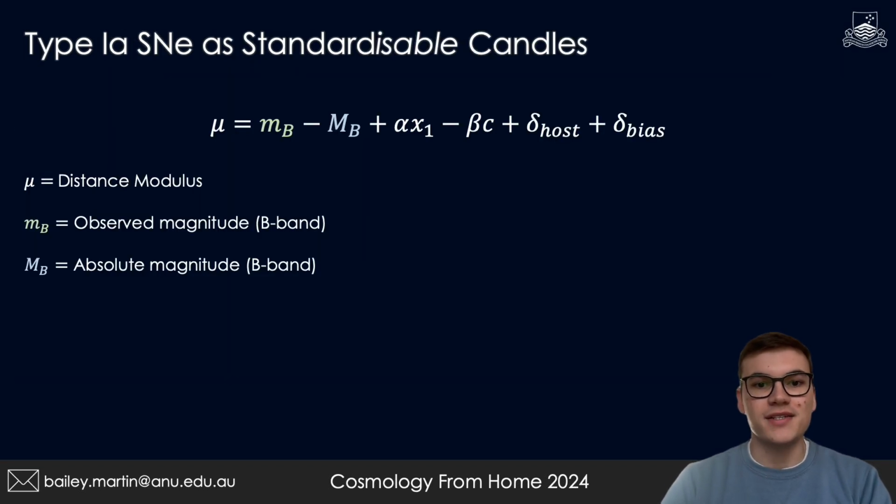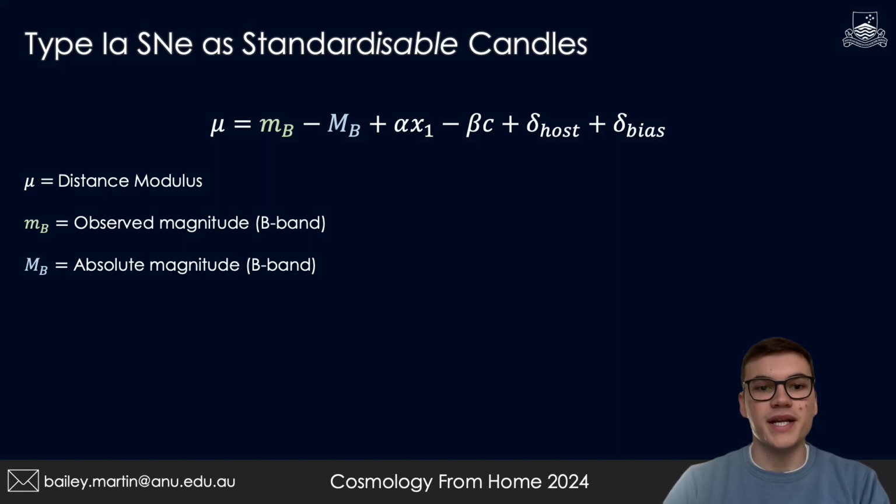Now, there are many factors that influence a Type Ia supernova's observed brightness. This means that we need to apply corrections to the distance modulus to account for these systematic effects. Because of this, we call Type Ia supernovae standardizable candles. Here are some of the most common corrections that we apply to a supernova's distance modulus.